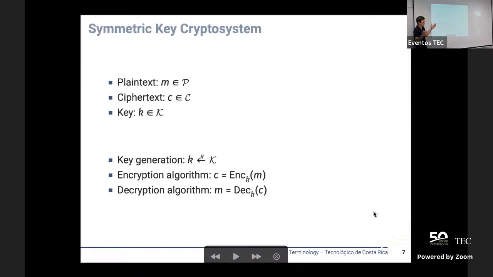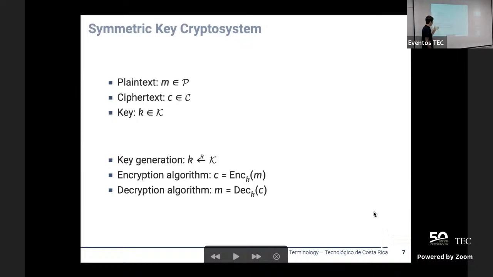Because maybe if you have a block cipher that operates on a block of 256 bits, then the set is just all possible values in that block. Usually it's clear from context what the set is, but it's often not explicitly defined. Then for ciphertexts, it's the same. We usually use C, and C is an element of the ciphertext space. Keys are the same as well, so you see the key space that I use.